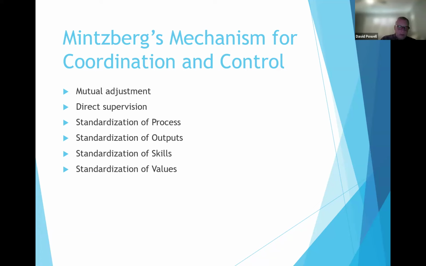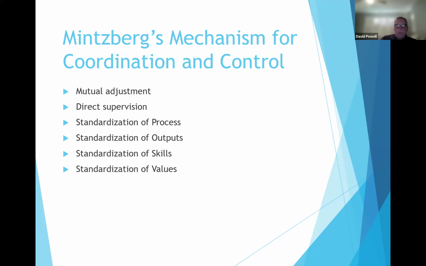And then finally, standardization of values. Organizational leaders communicate and act upon a clear vision of what the organization exists to do, where it should be headed, and what values should guide it. Coordination and control is facilitated by commitment of organizational members to shared internalized values and ideas.